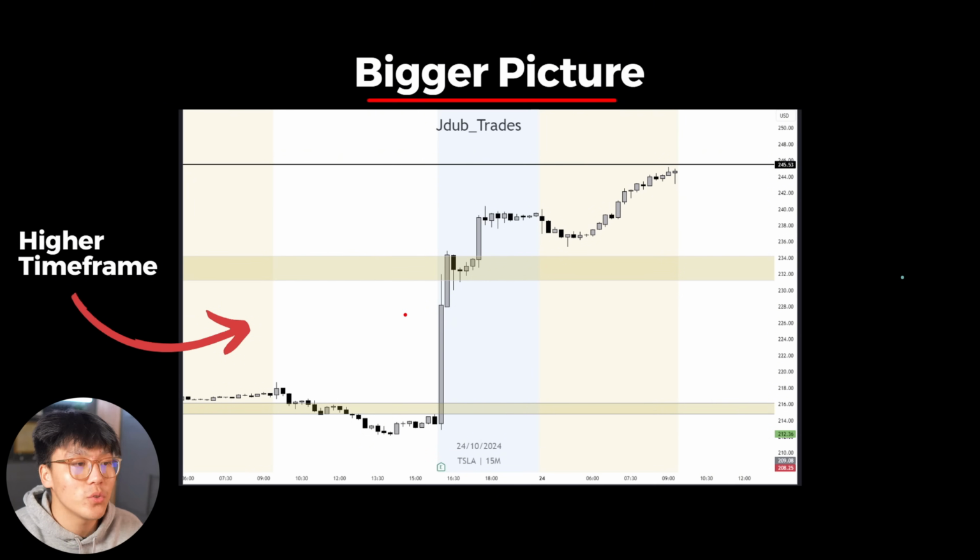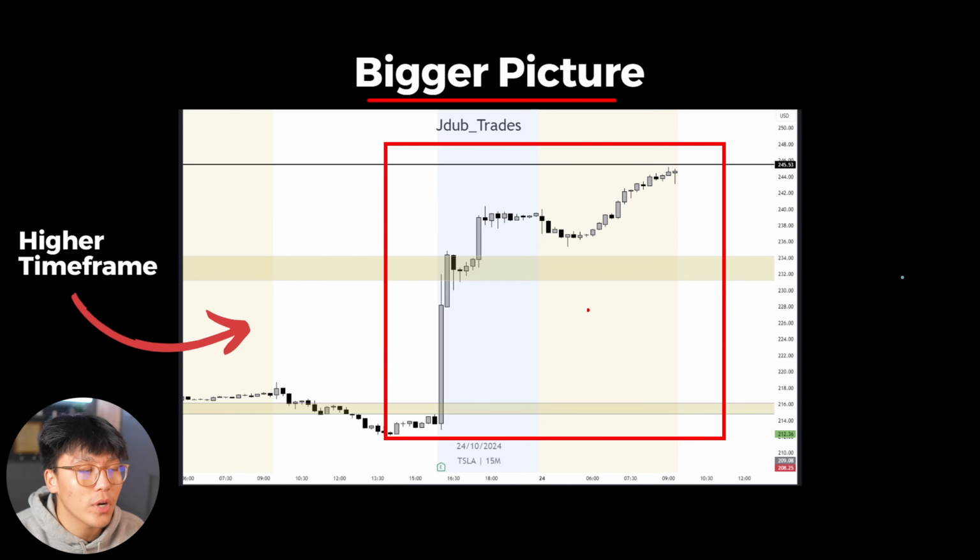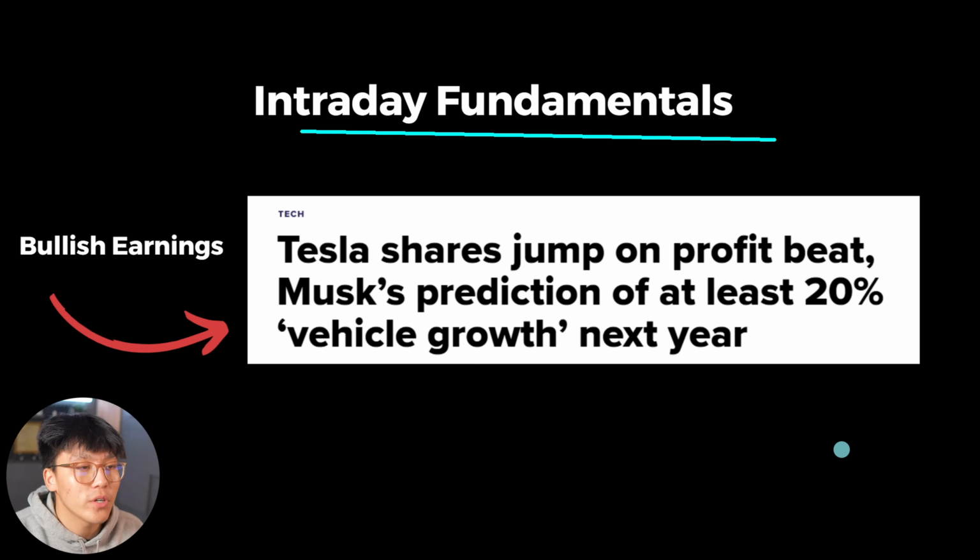This was coming into the day on Tesla, and you can see that we're in a very much clear uptrend on the higher time frames, right? This is due to earnings, as I mentioned, but on the higher time frames, we're in a clear uptrend, so we're bullish. We can now go on to the intraday fundamentals.